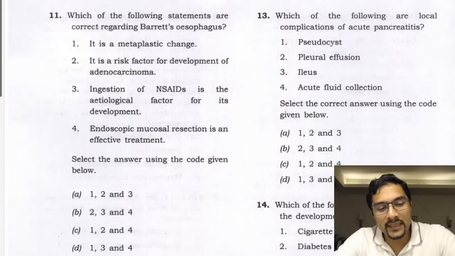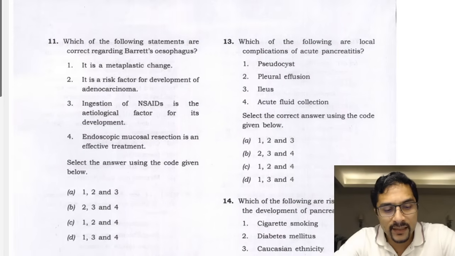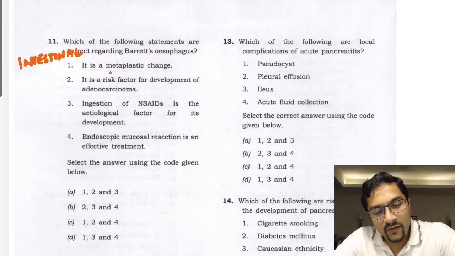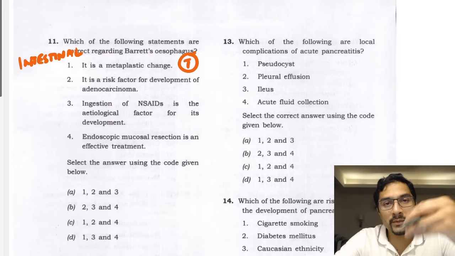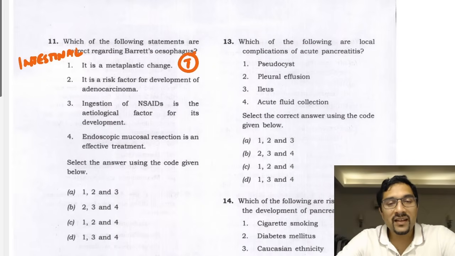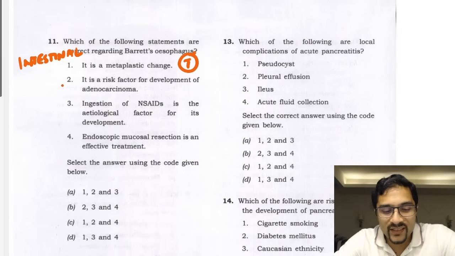We know Barrett's is specialized intestinal metaplasia, right? So this is true of squamous to columnar epithelium. It increases the risk of adenocarcinoma. This also we know is correct.